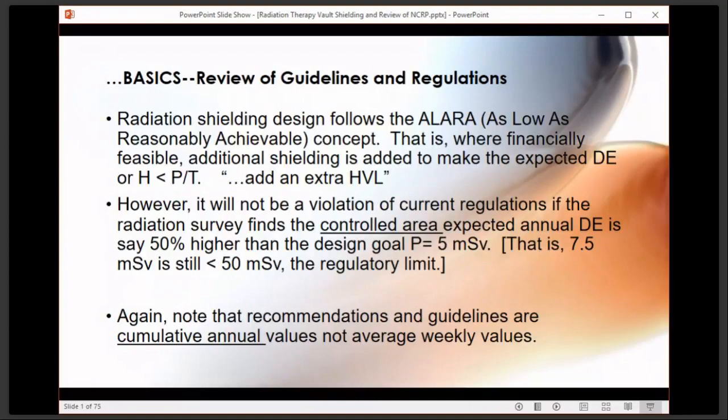But I want to point out that these shielding design goals are not necessarily law per se. So it won't be a violation of regulations if the radiation survey finds that in a controlled area, the expected annual dose equivalent is higher, let's say 50% higher than the design goal of 5 millisieverts. That's because that design goal is a bit of guidance, but it isn't regulatory.